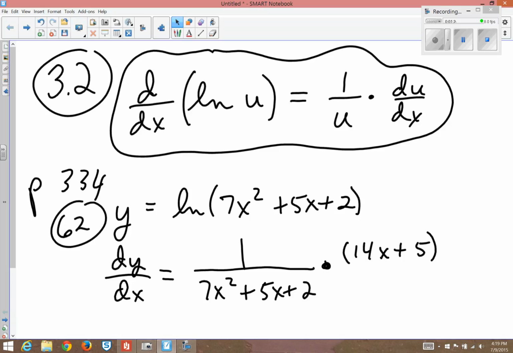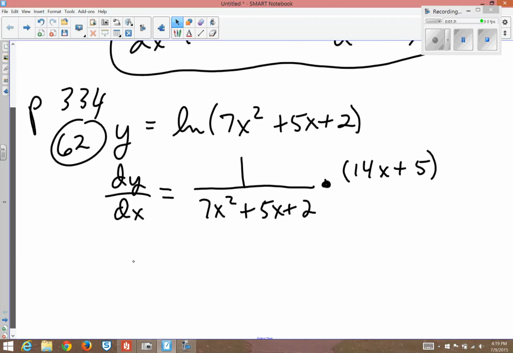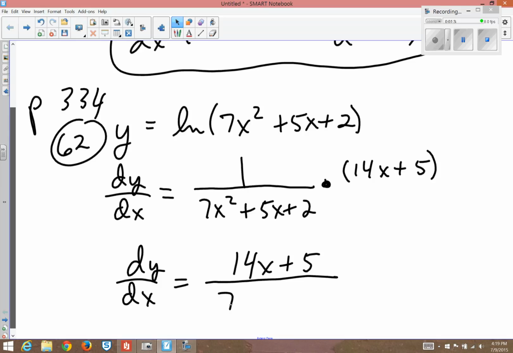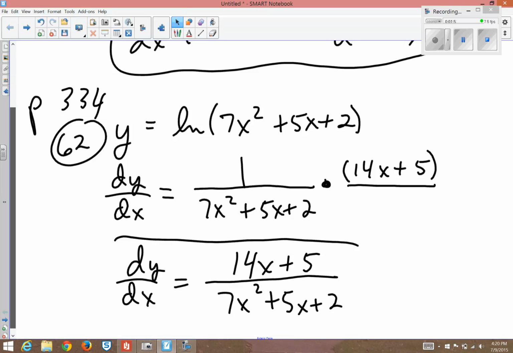The derivative of 7x squared plus 5x is 14x plus 5. So there's your answer, which also could be written like this. dy/dx equals 14x plus 5 over 7x squared plus 5x plus 2. That's just multiplying the numerator 1 times this numerator over this denominator times the 1 that you can't see there. That's all.